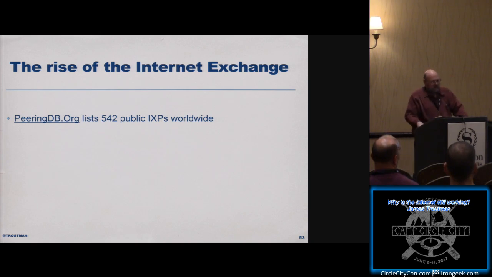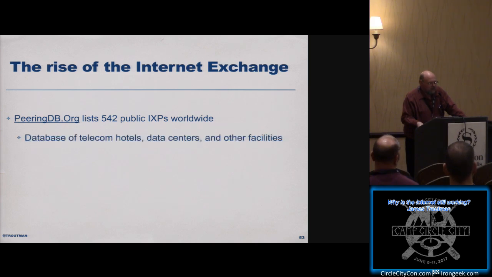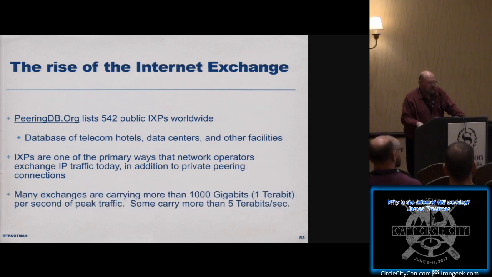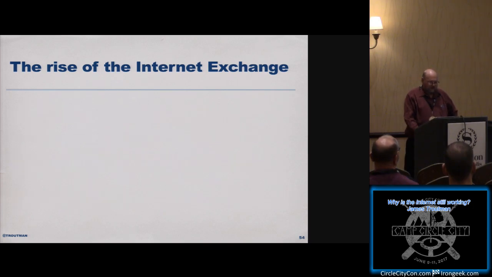Internet exchanges: PeeringDB, which is a wonderful resource, lists 542 IXPs worldwide. It's essentially a database of all the hotels, data centers, and other facilities. Today, IXPs are really one of the primary ways network operators exchange traffic. They also do some private peering. There are a lot of exchanges that are carrying in excess of 1 terabit of traffic per second every night. Some are carrying more than 5 terabits.